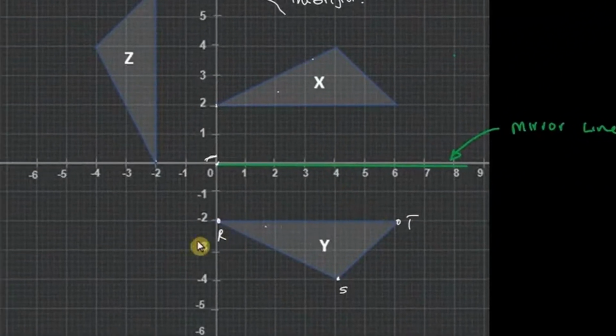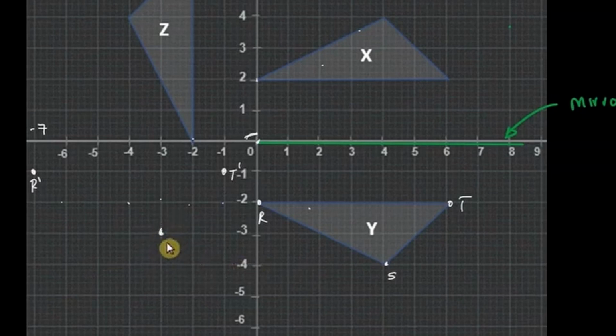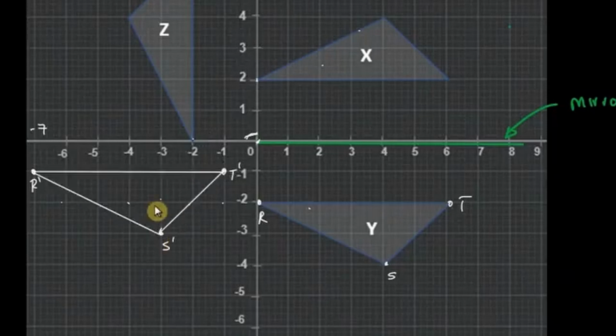So r will move graphically 1, 2, 3, 4, 5, 6, 7, and we move up by 1. So this is r prime. T will move 7 units to the left and up by 1. So t prime will move to this location, and s will move 7 units to the left, 1, 2, 3, 4, 5, 6, 7, and up by 1. So this is a new location of s prime. We connect those points to form our image triangle. So there we have it, our image triangle that we shall name V.